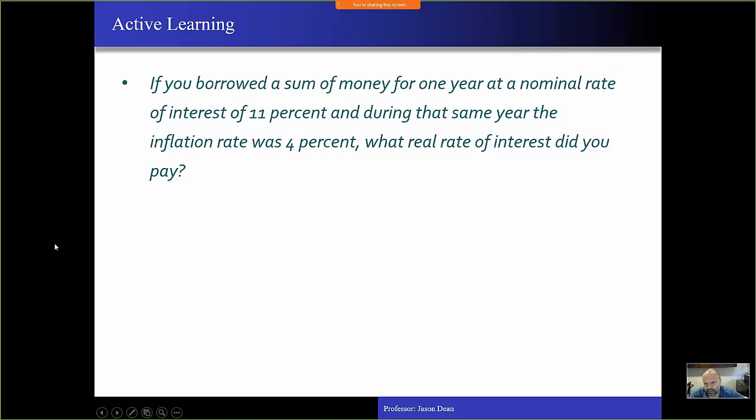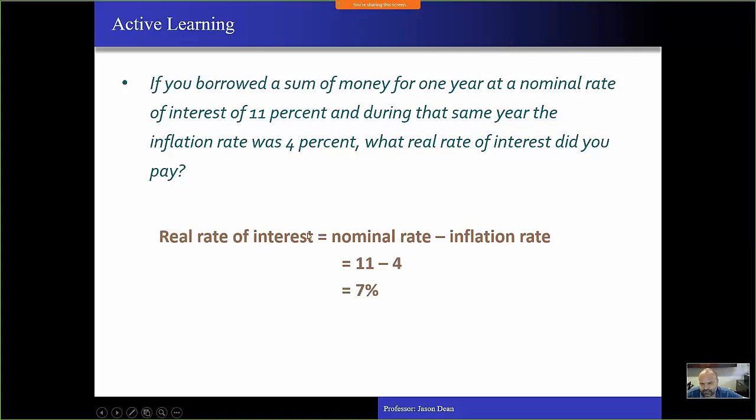So let's do an active learning question. Consider borrowing a sum of money for 1 year at a nominal interest rate of 11%. During that same year, the inflation rate was 4%. What real rate of interest did you pay? Does anyone want to answer that? So we just take the difference. The real rate of interest would be the nominal rate minus the inflation rate.